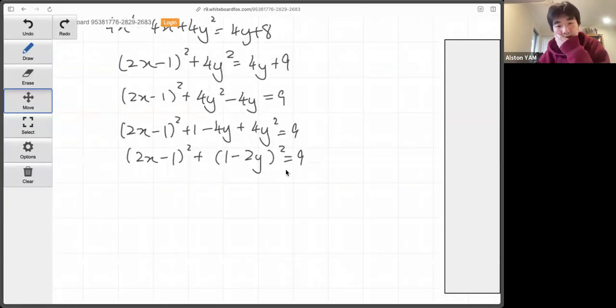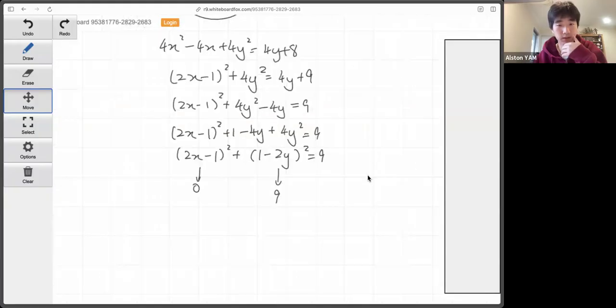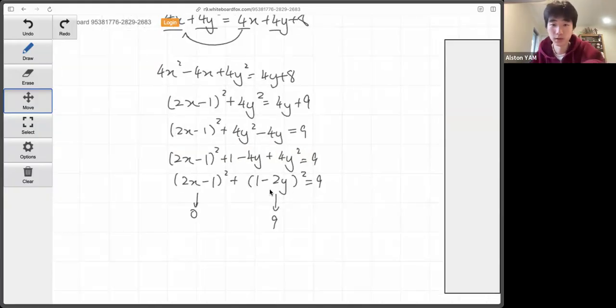Off the top of my head, I can only think of the fact that 3 squared plus 0 squared is equal to 9. If you think about it in any other case, I don't believe there are any other solutions. So that means either this one's got to be 0 and this one's 9, or it's the other way around, right? That's really the only two possibilities for this to make sense, because we've got 2 positive squares and they sum up to 9.